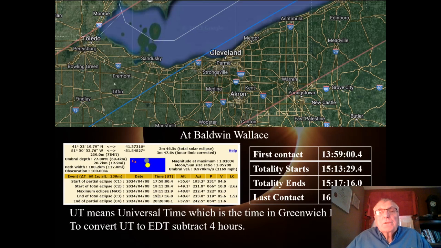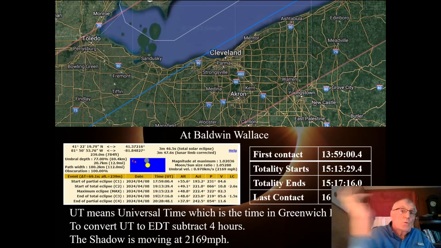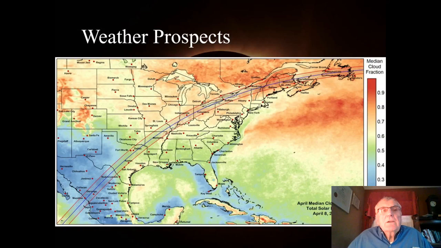So to convert universal time to daylight savings time, you need to subtract off 4 hours. The shadow, by the way, is traveling a little under 2,200 miles an hour. It's zipping along, and you can see that thing coming, and it just goes right past you. Here's the weather prospects. Okay, so they're not great. The oranger they are, the worse they are, okay?